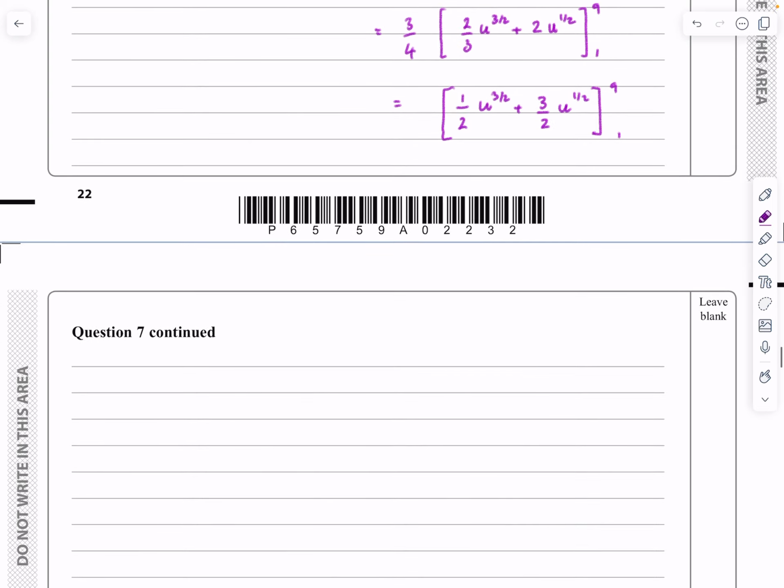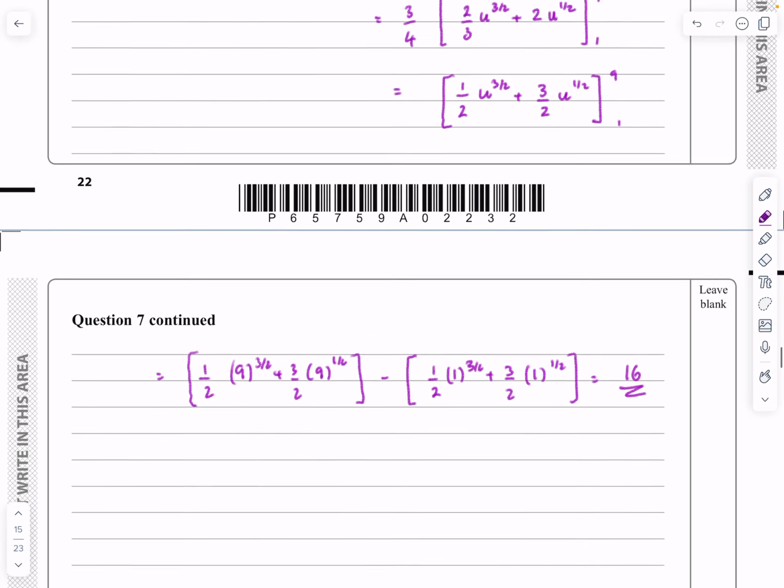And if I put those in, I'm going to get a half 9 to the 3/2 plus 3/2, lots of 9 to the half, minus, and then sticking 1 into that is going to give me a half 1 to the 3/2 plus 3/2, 1 to the half. I'm just going to tell you what the answer is here. Obviously, you can just go ahead and stick all those values in to see that it all works out okay, but it should come out to be equal to 16.